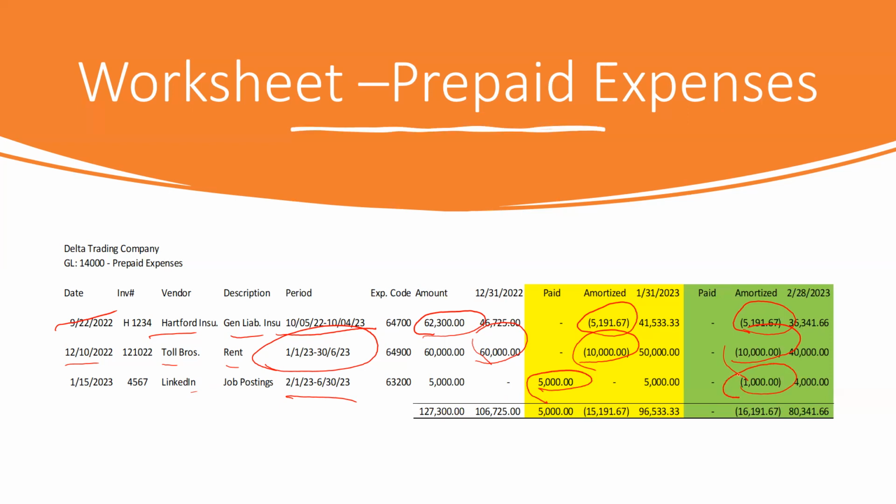So in the month of February, normally the entry would be: general liability insurance expense, this is the expense code 64300, $5,191.67 debit. Rent expense, 64900 is the expense code, $10,000. And then recruitment fees, 63300 is the code, $1,000. And then credit prepaid expense $16,191.67. That will be the entry for the month and so forth.